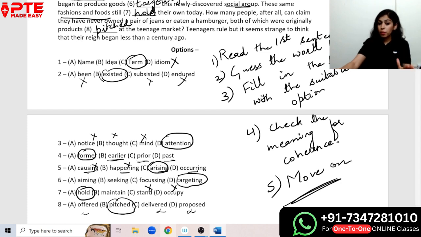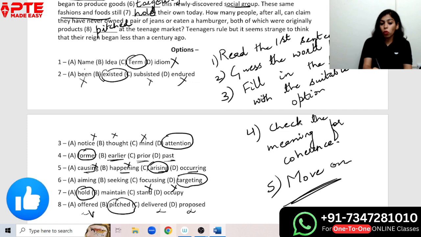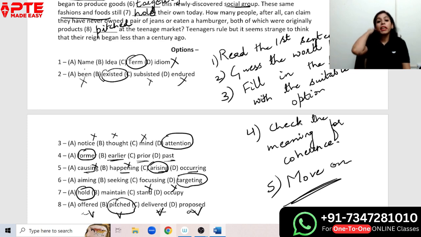So the correct answer is pitched here. And here also we had this verb and all the four options are verbs. So whenever you get drop down blanks, whenever you are practicing from any random website, first of all, I would suggest you not to practice. But if you still do not have any other option and you want to practice, please focus on this.